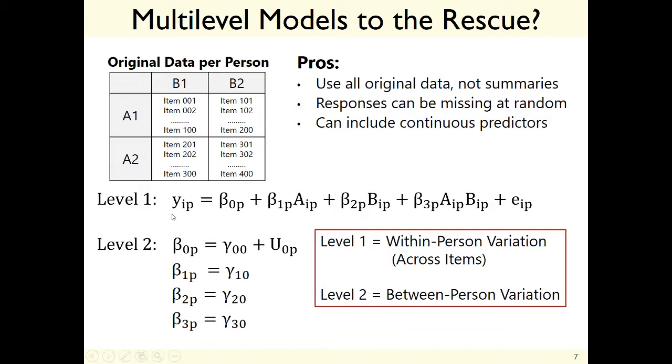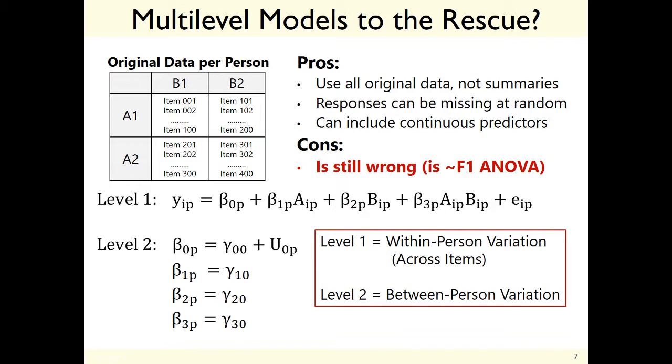And then I'd have my intercept here, and here's my random intercept for persons, and here's all my level 1 predictors for the item characteristics. And I thought this was great because I was using all the original data, which means I could have some of the trial responses be missing at random. I could have continuous predictors at level 1 instead of these discrete predictors, and this would be great. The only problem is that this is still wrong.